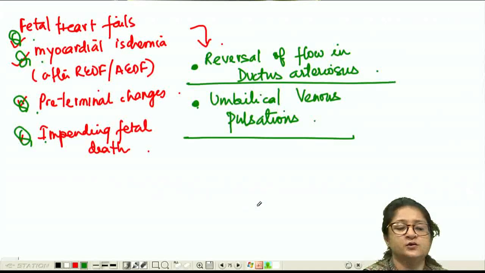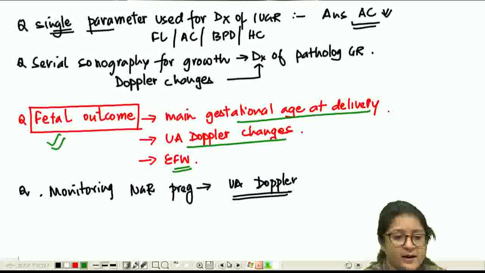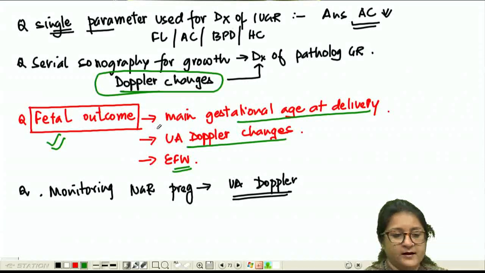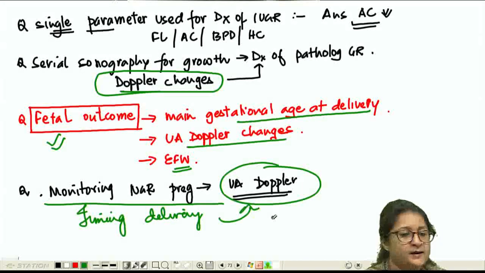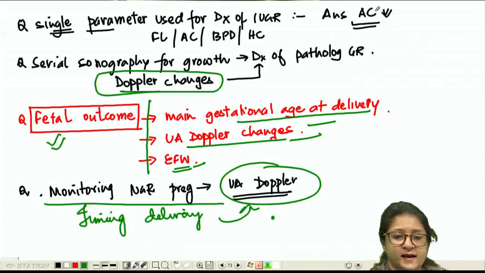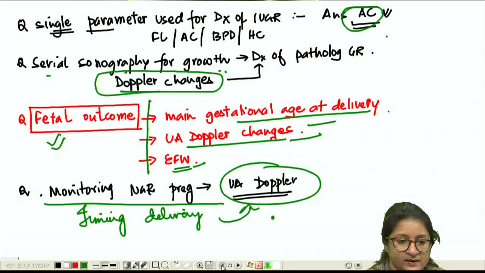Now this is what you have to remember, which is important as far as IUGR is concerned. Remember that it is the Doppler changes which we use to time the delivery. For monitoring the IUGR pregnancy, it is umbilical artery Doppler. For timing the delivery also, we mainly use umbilical artery Doppler. Fetal outcome depends upon gestational age, and Doppler changes also depend on estimated fetal weight. To make the diagnosis, the single parameter is abdominal circumference, otherwise we go for serial sonography for growth.